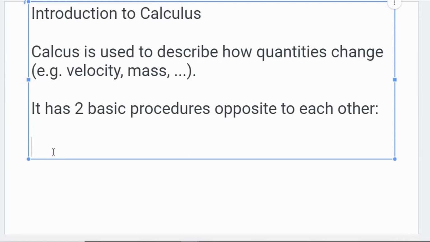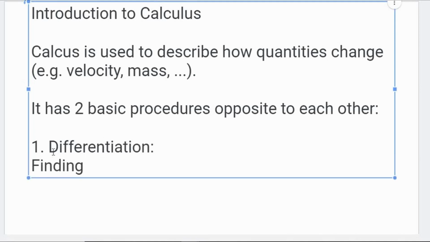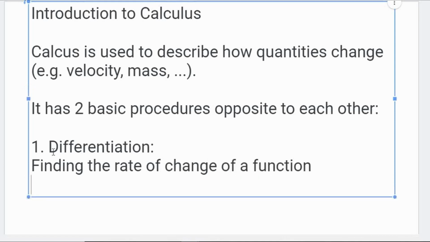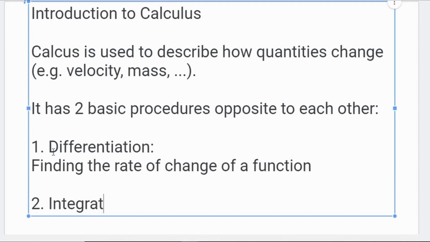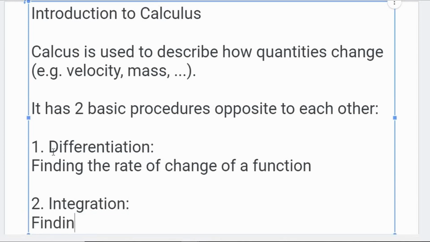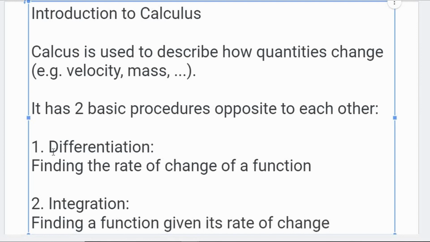Introduction to Calculus. To put it simply, calculus describes how quantities such as velocity and mass change. It has two basic procedures opposite to each other. The first one being differentiation. It is about finding the rate of change of a function. The second one is called integration. This is about finding a function given its rate of change, hence making it opposite to differentiation.